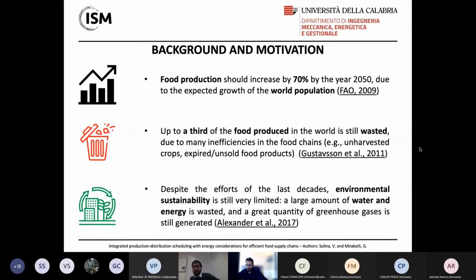And also about environmental sustainability, there are some important issues nowadays, because a large amount of water and energy is wasted, a great quantity of greenhouse gases is still generated, and so on. And there are some problems despite the efforts of the last years.